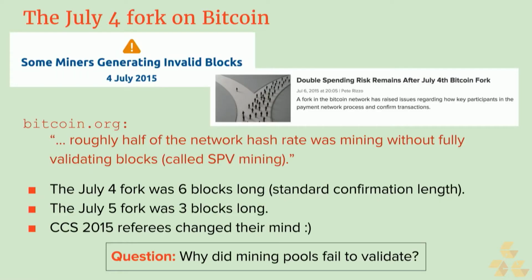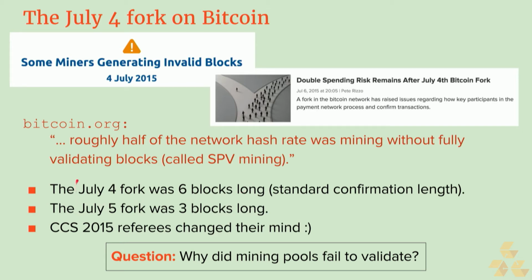Let's take a look at what happened. Some of you may remember that on July 4th, 2015, there was a fork on Bitcoin, and some of the miners were generating invalid blocks. In fact, Bitcoin.org still reads, roughly half of the network hash rate was mining without fully validating blocks. They call this SPV mining, simplified payment verification. There was an upgrade on the protocol, and, not to get into too much detail, some people basically weren't validating the blocks.